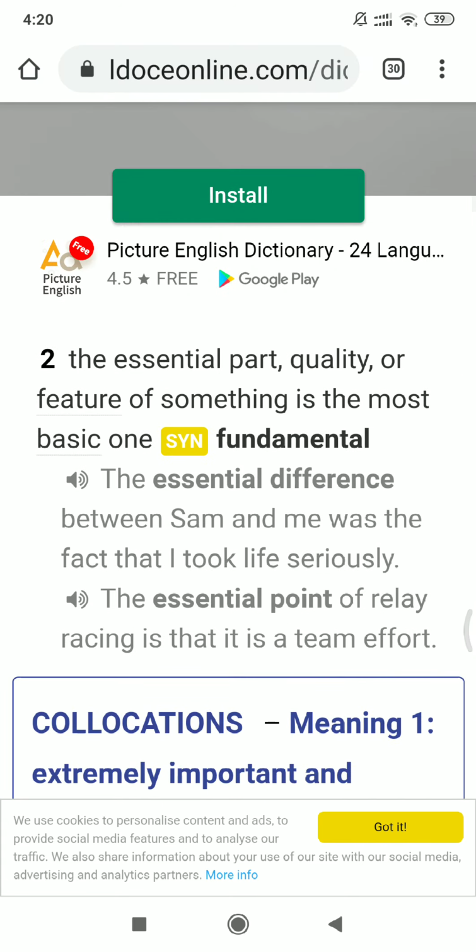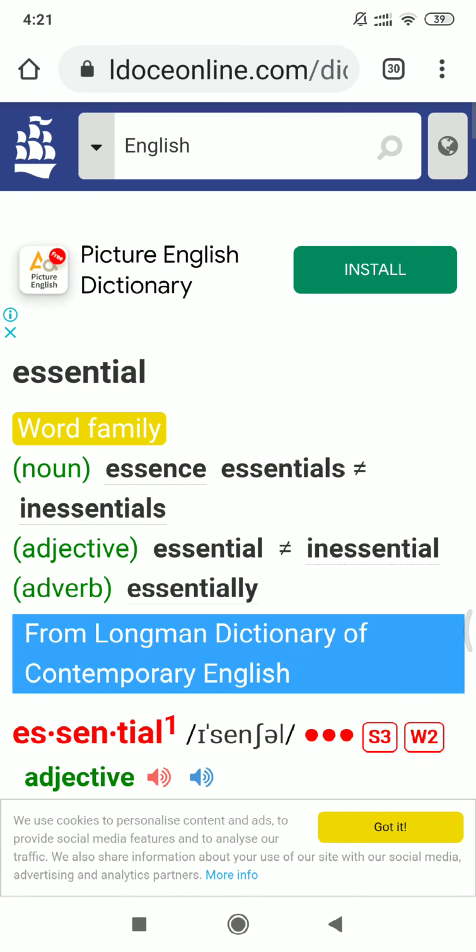And one more thing is that you see here that I'm using this dictionary from my mobile phone. This means that if you have internet access, it is easy to just access it.